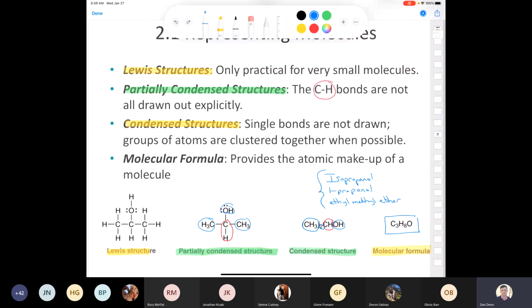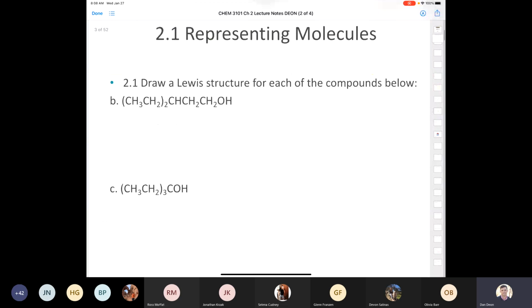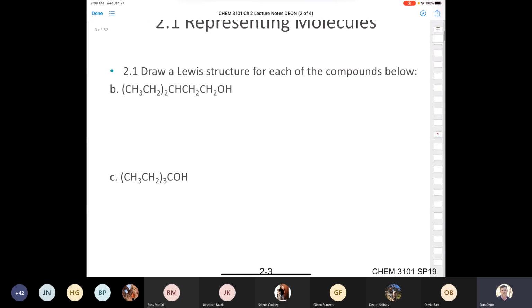With all that in mind, let's take a look at a practice problem from the book. It says, draw the Lewis structure for each of the compounds below. Well, let's just do C in the interest of time. Of course, the solutions to these are found online in the e-textbook. I showed you how to access that during the first day of class.